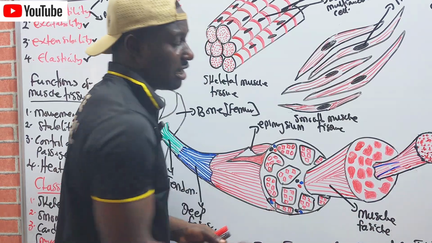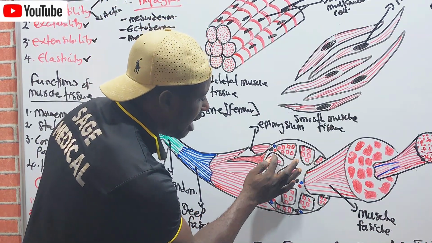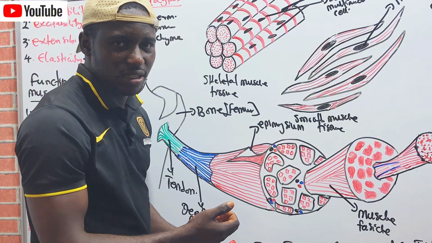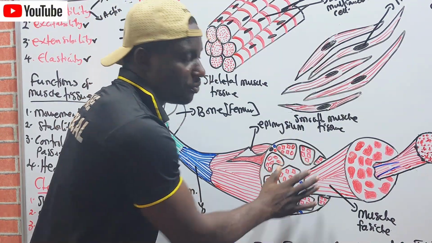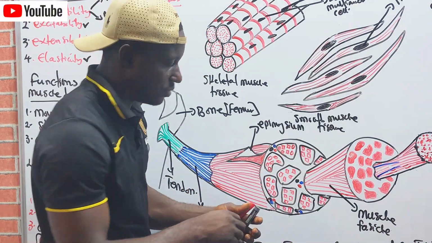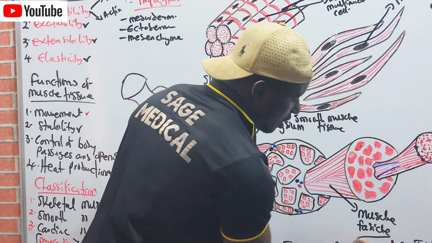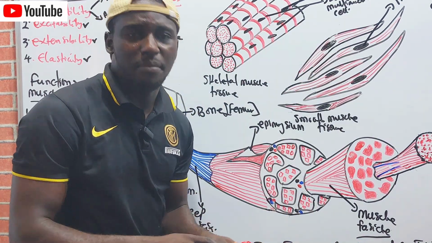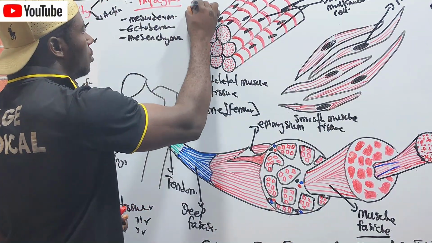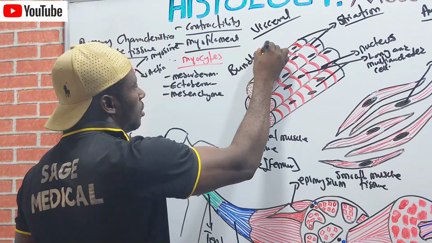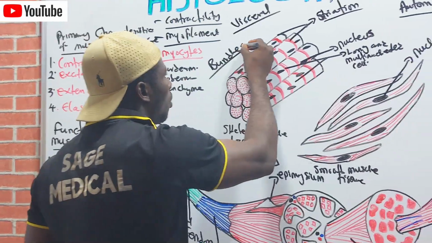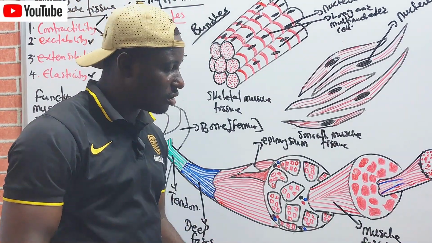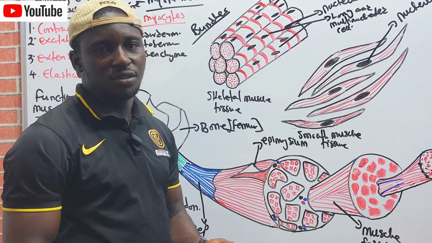Now, the next is the muscle fascicles. All these things here are muscle fascicles. They are multiple, they are numerous. What is a muscle fascicle? A muscle fascicle is a bundle of individual muscle fibers. You get?